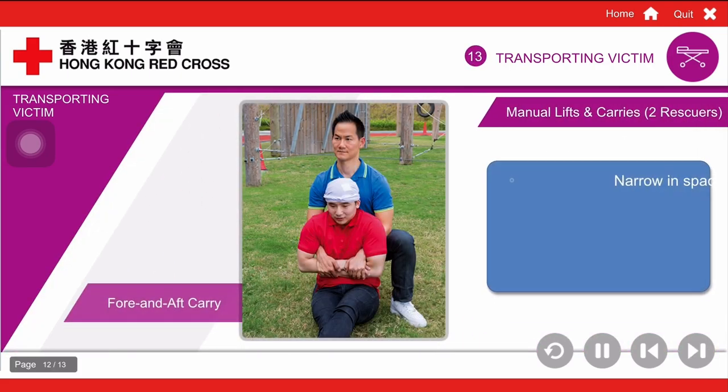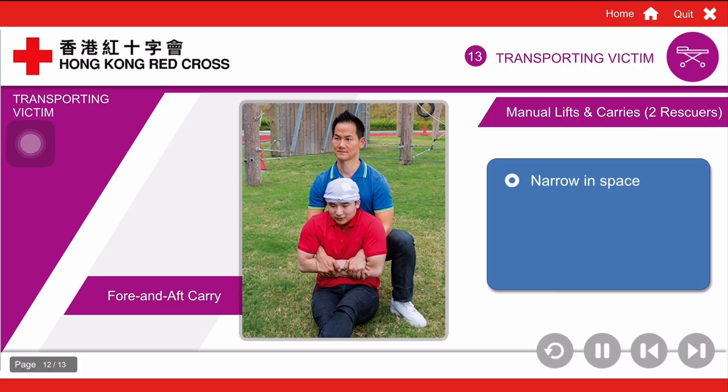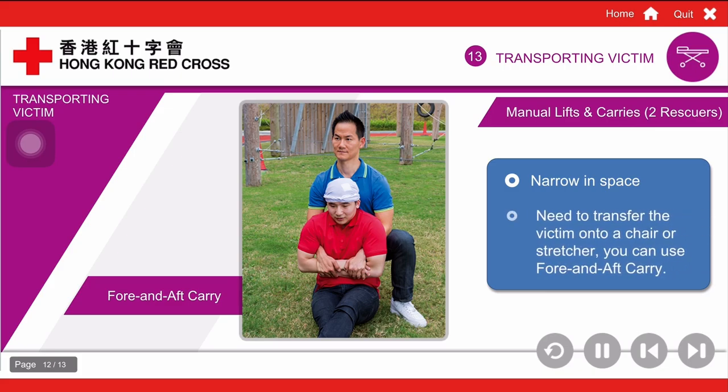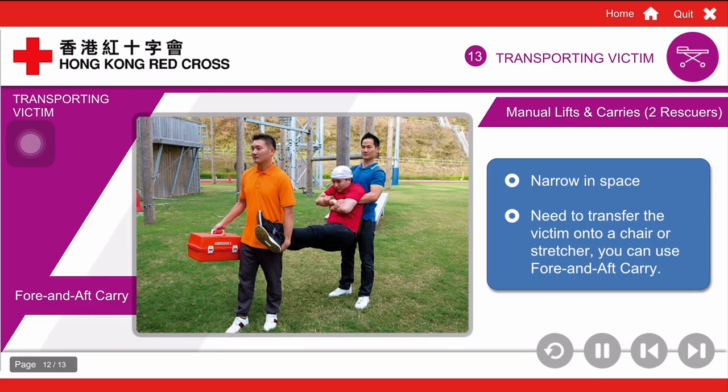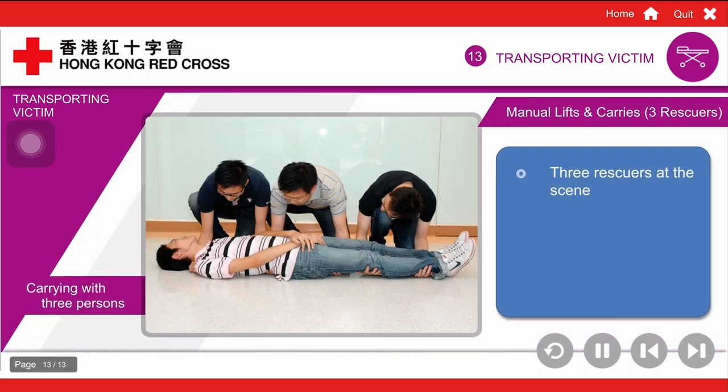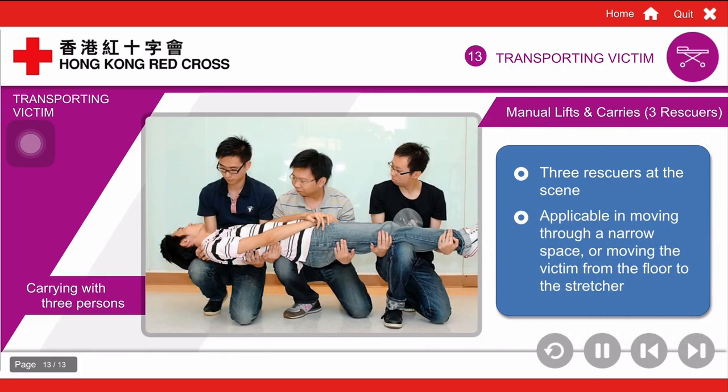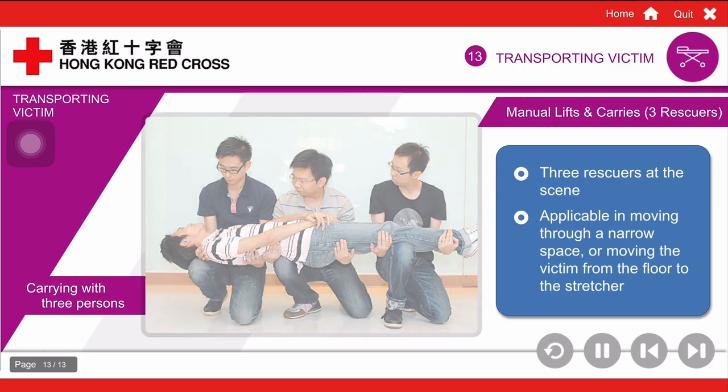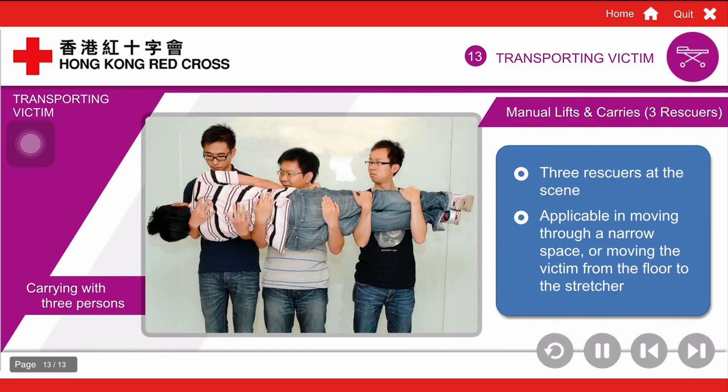If the scene is a relatively narrow space, such as a corridor, or you need to transfer the victim onto a chair or stretcher, you can use the fore and aft carry. Finally, if there are three rescuers at the scene, you can use carrying with three persons to transfer the victim. This method is applicable in moving through a narrow space, or moving the victim from the floor to the stretcher.